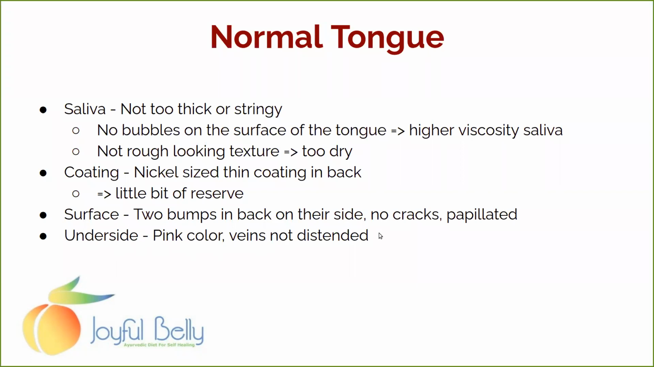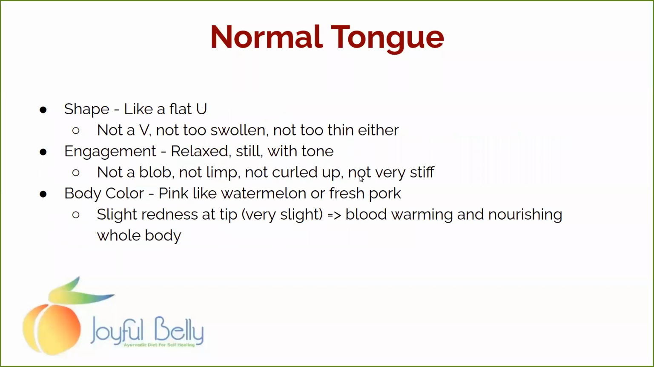The underside of your tongue should also have pink color, and the veins should not be distended on the back. The shape of a normal tongue should be a flat U, not a V. The tongue shouldn't be too swollen, shouldn't be too thin. The tongue should be relaxed and still, but have good tone. Not be a blob, not very limp, not curled up, or not very stiff. And it should be pink like a watermelon or fresh pork.